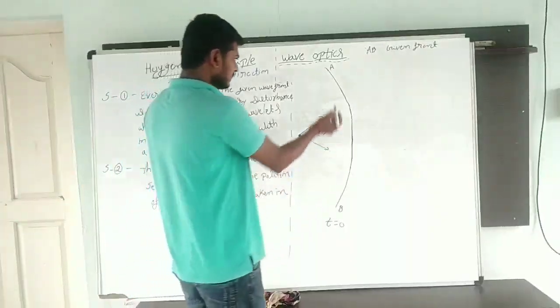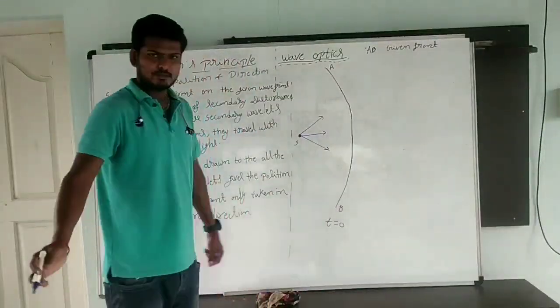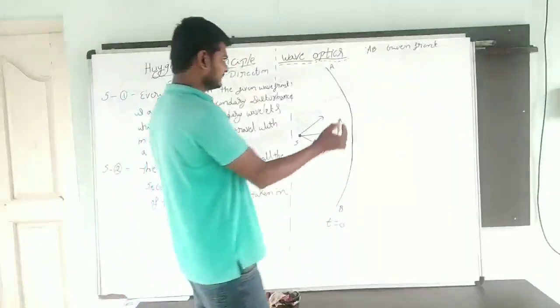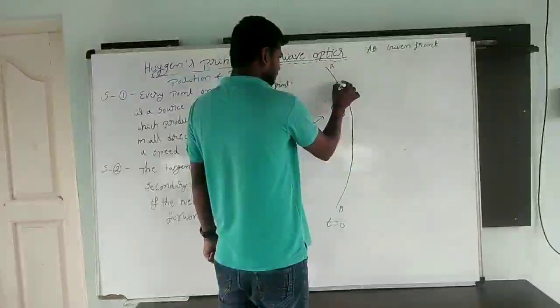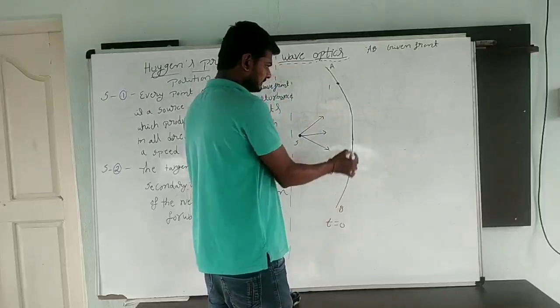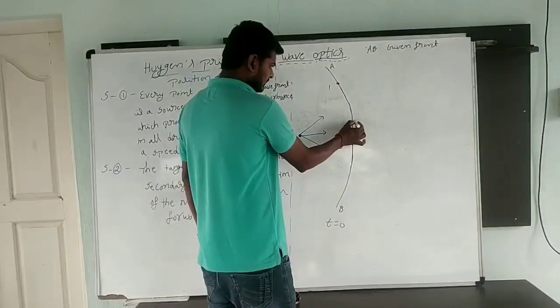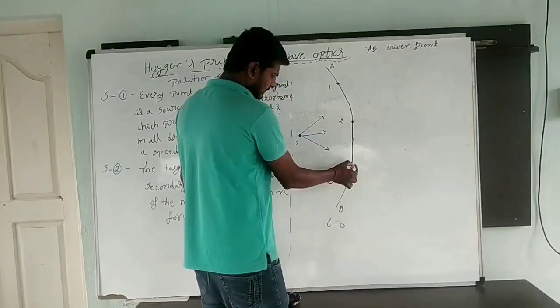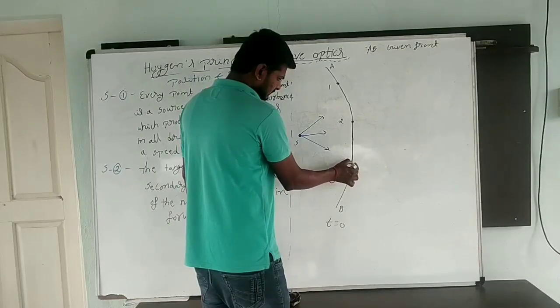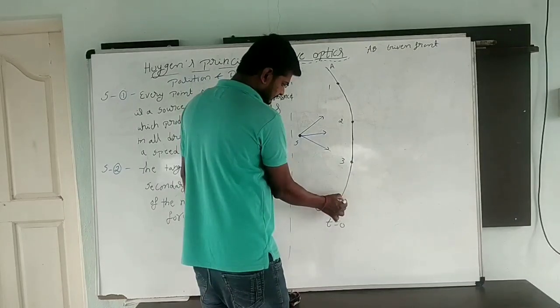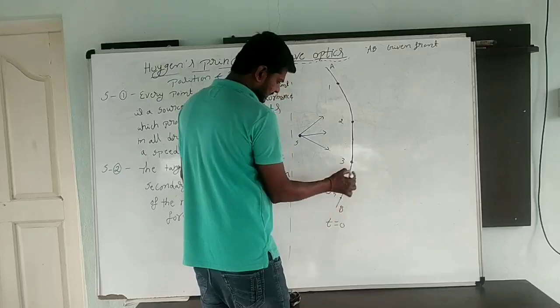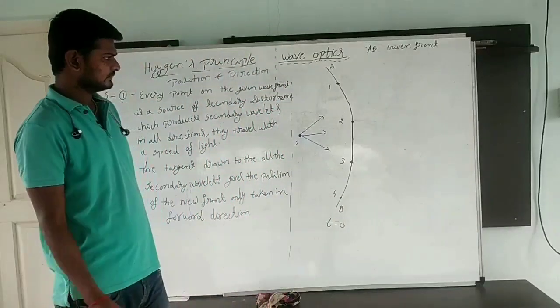What am I going to do? This is the given wavefront. Here I am going to take a few points. This is point 1, this is point 2, point 3, and point 4. Four points I am going to take.